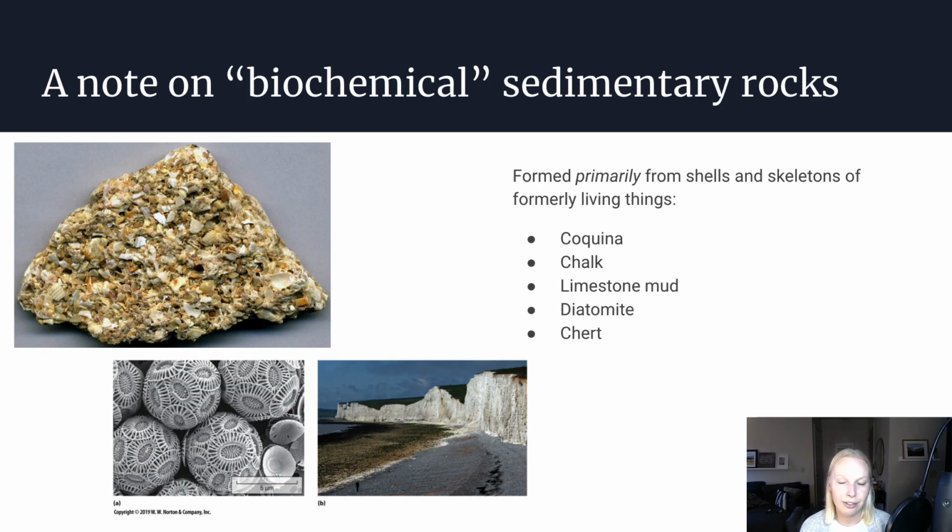Okay, I just want to add very quickly that although in this class we divide our sedimentary rocks into clastic and chemical, you might come across the word biochemical, and that is just a word for chemical sedimentary rocks that are formed from previously living things. So coquina is a rock that's made out of pretty much entirely shell fragments. Chalk is made out of coccolithophores, or the limestone producing plankton. There's limestone mud, diatomite, and chert. Those are all biochemical sedimentary rocks.